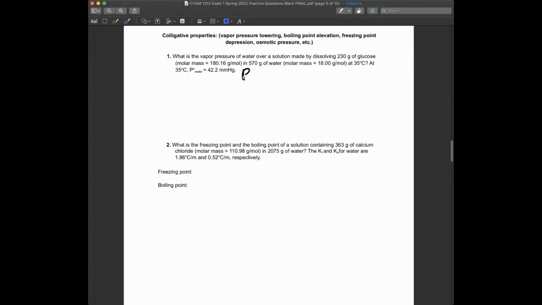The vapor pressure of the solution is going to be equal to the mole fraction of each component times its pressure. Let's take the first substance, which is glucose. So the mole fraction of glucose times the pressure of glucose.